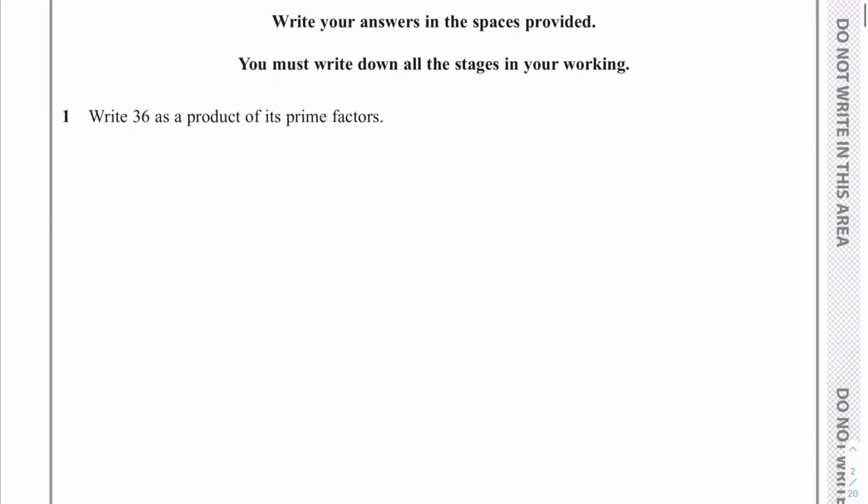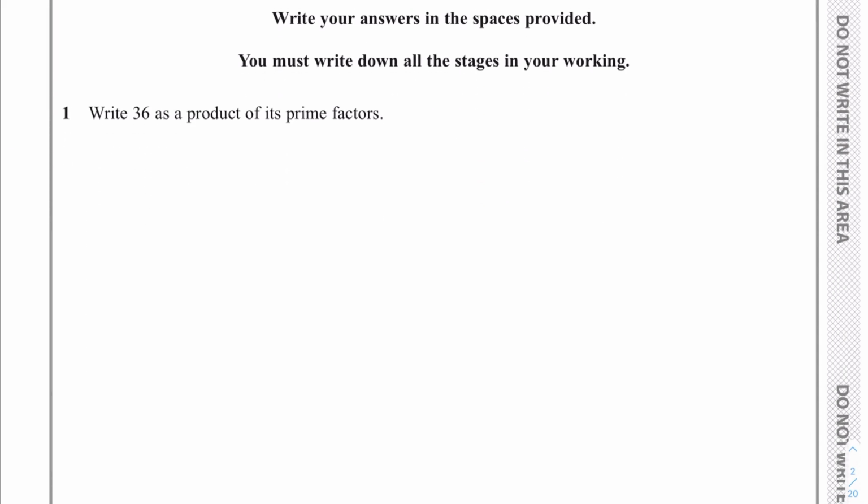So it says, write 36 as a product of its prime factors. The way we do this is always just draw a tree diagram. So we're going to start with 36 and see what kind of ways we can split 36 into. So just off the top of my head, 36 can be split into 2 and 18 because 2 times 18 is 36. Then we can circle the prime number, which is 2.